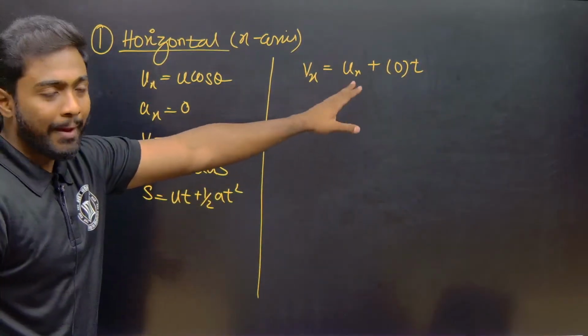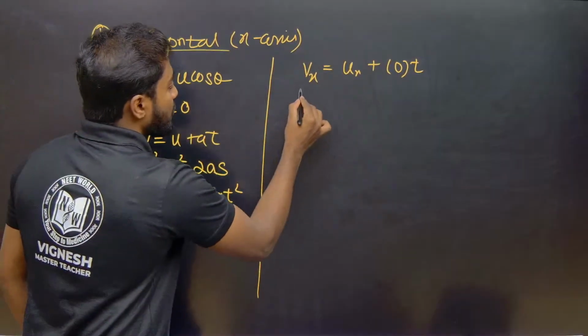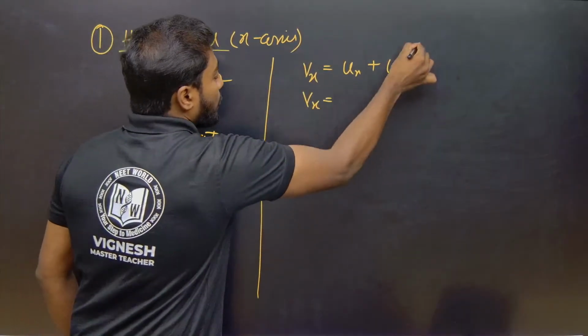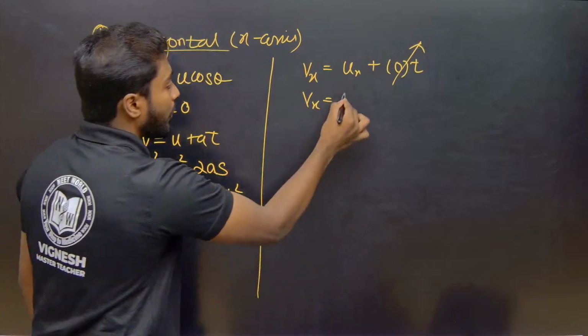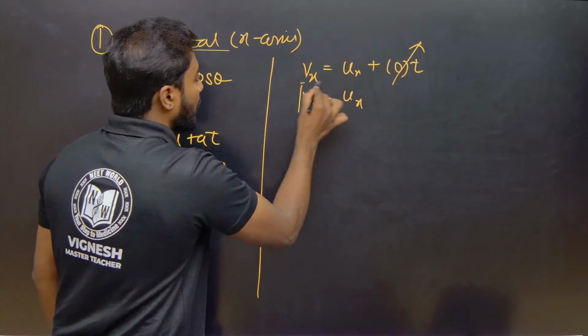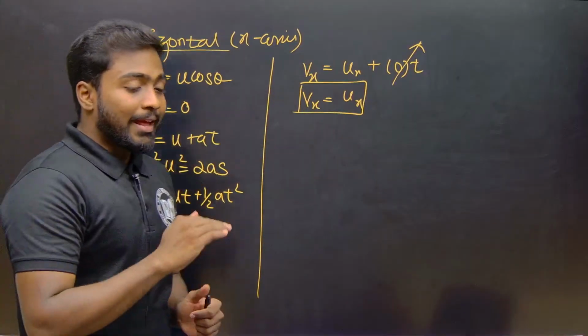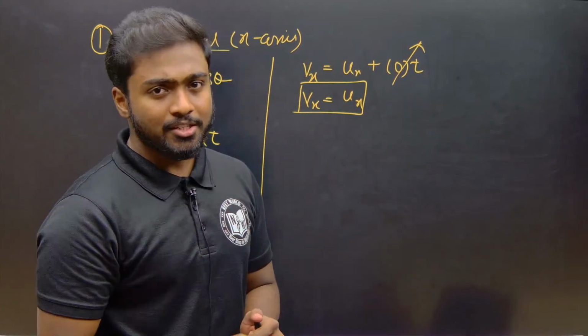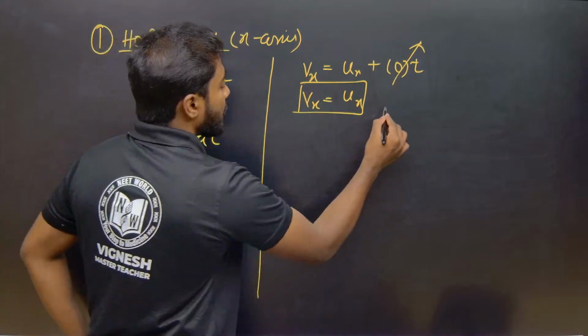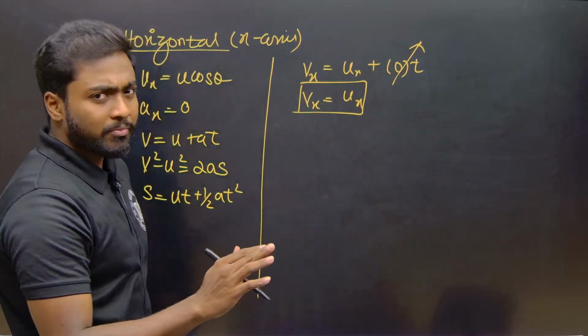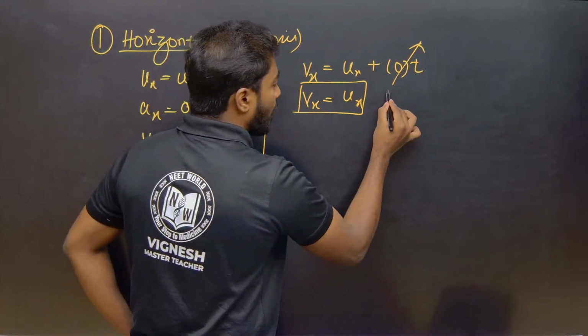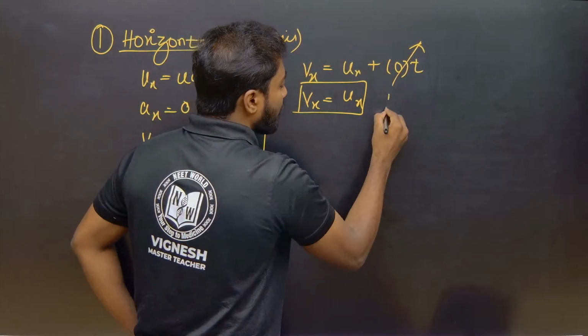t I do not know, I will keep as it is, that is t. So 0 into something is 0, so vx equals ux. So in the x axis the velocity does not change, it remains constant. The final velocity and initial velocity remain the same. So a note point is there, take a note point.